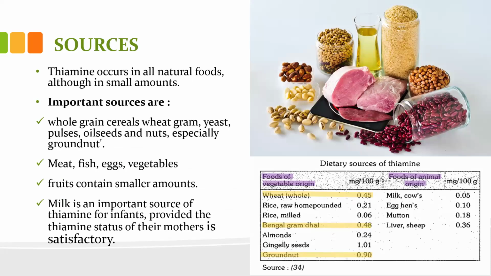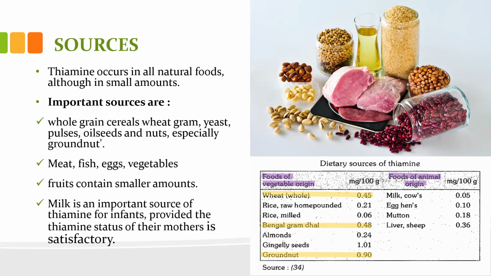Sources: thiamine occurs in all natural foods in small amounts. The important sources of thiamine are whole grain cereals like wheat, gram, yeast, pulses, oil seeds, and nuts, especially groundnut, meat, fish, egg, vegetables. Fruit contains smaller amounts. Milk is also an important source of thiamine for infants, provided the thiamine status of their mother is satisfactory.